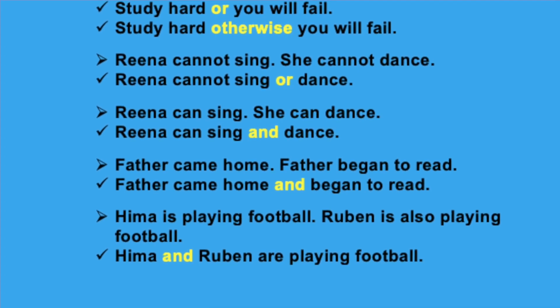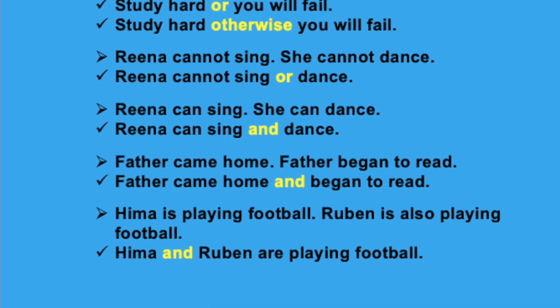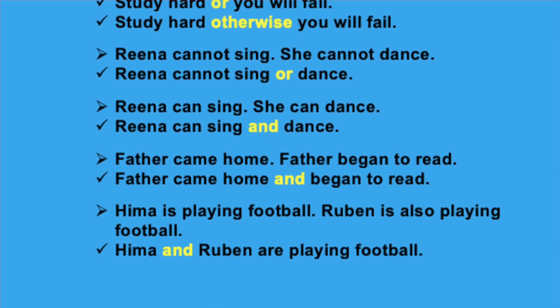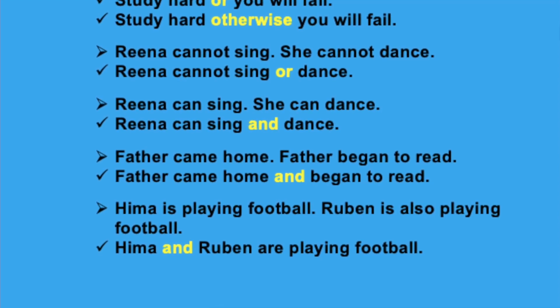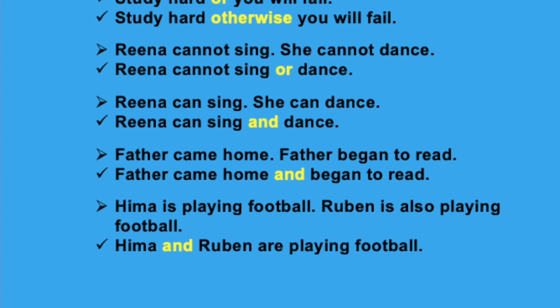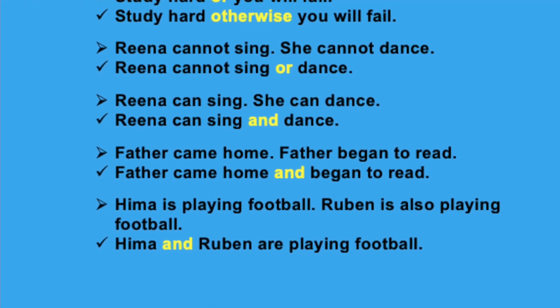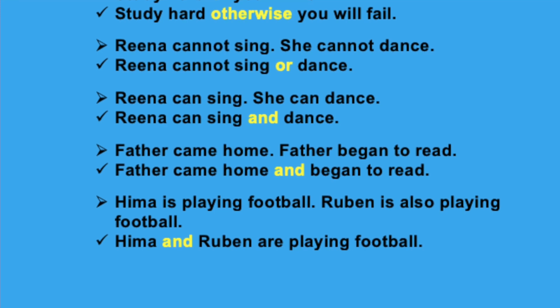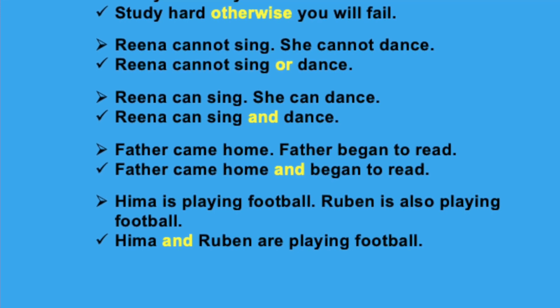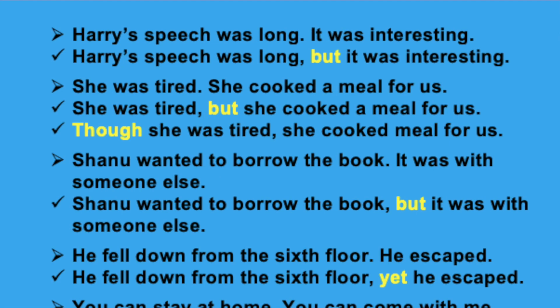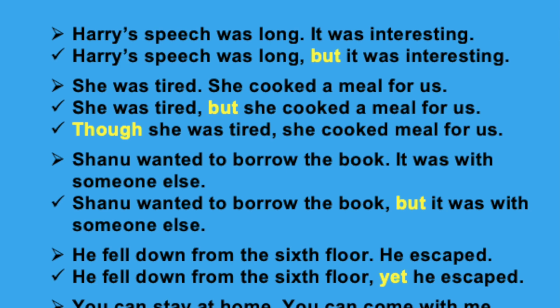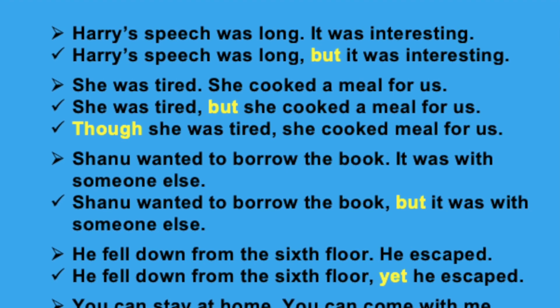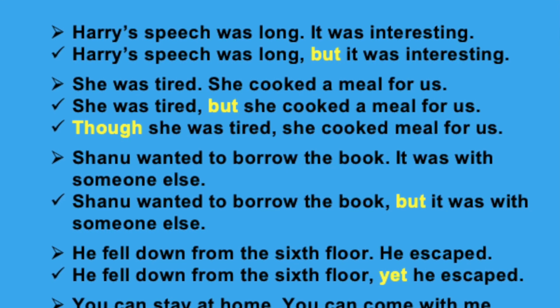See the next one. Father came home. Father began to read. Father came home and began to read. Hima is playing football. Ruben is also playing football. So you can use and here. Hima and Ruben are playing football. Similar ideas. See the next one. Harry's speech was long. It was interesting. Harry's speech was long, but it was interesting.